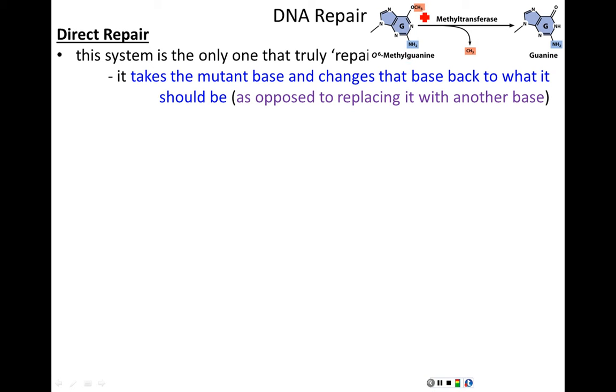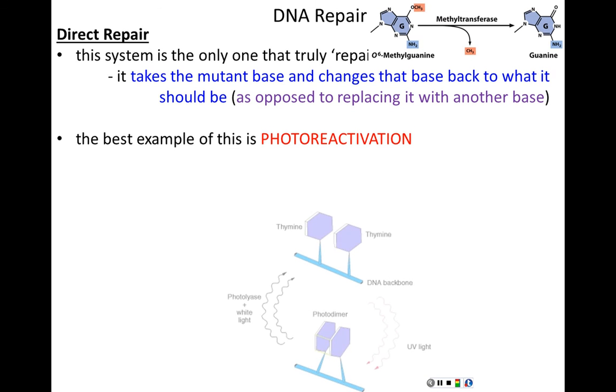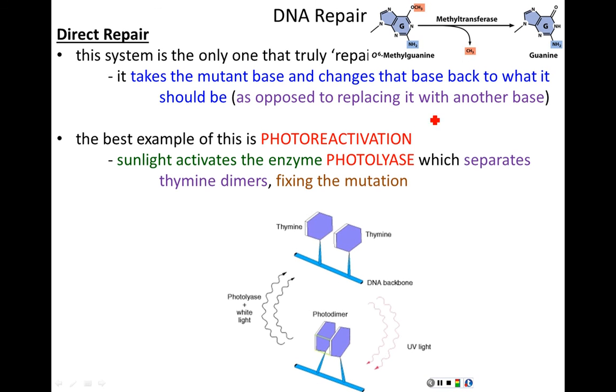Methyl group went on accidentally. This caused a mutation. Well, how do you fix that? Remove the methyl group and put it back to what it was. Another example, and the best example of direct repair, is a repair mechanism called photoreactivation. Photoreactivation involves an enzyme called photolyase. Photolyase cleaves or cuts the covalent bonds between thymine dimers. So you have a thymine dimer due to UV light. Photolyase cuts those thymine dimers, those bonds, restoring them back to normal thymines.